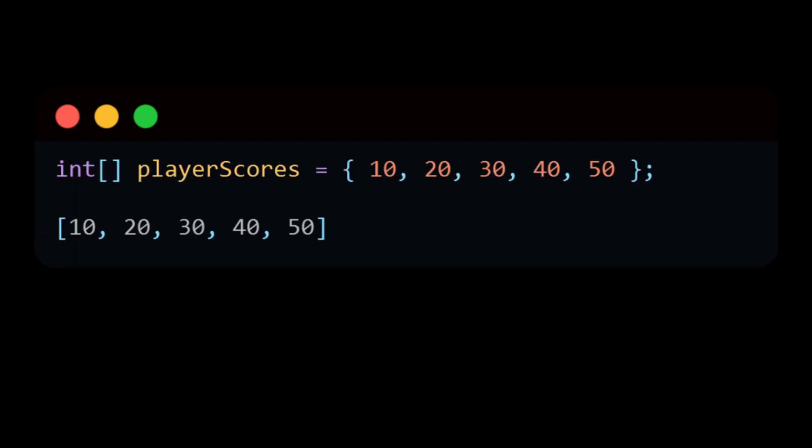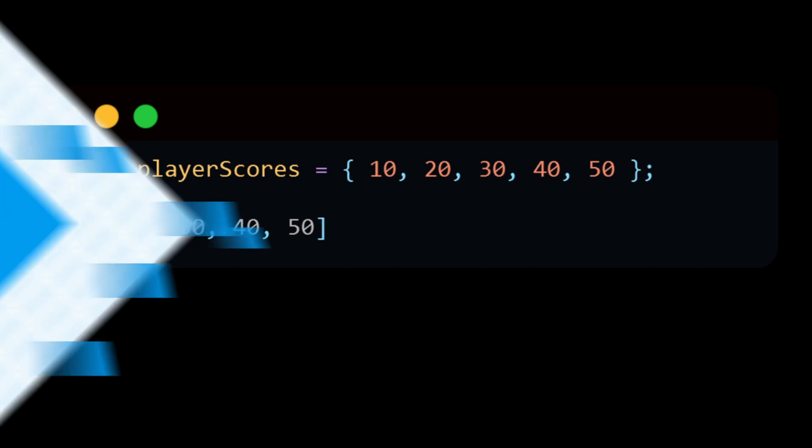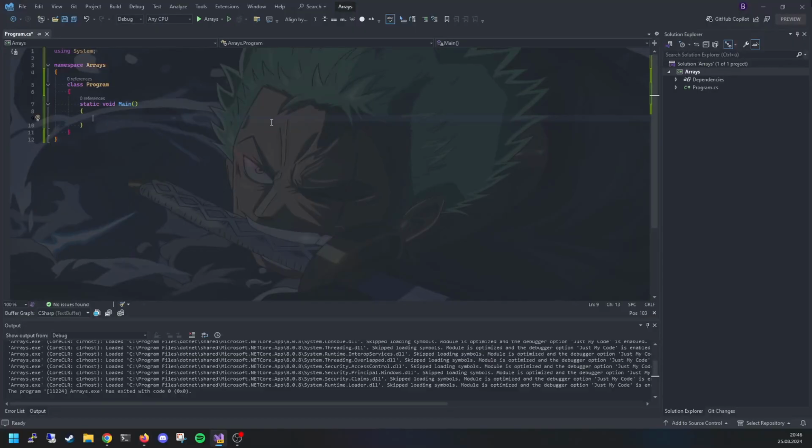If you want to initialize the array with specific values right from the start, you can do so like this. In this case, the array will be automatically created with the values you've provided. And that's it. You've just created and initialized an array. But arrays aren't much use if we can't access and manipulate the data inside them. So, let's look at how to work with arrays.